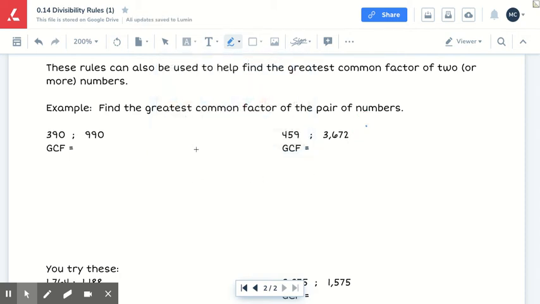Okay, for our final thing today, we're going to use these divisibility rules to help us find the greatest common factor of two or more numbers. So starting off here, we've got two numbers, 390 and 990, and we're supposed to find the greatest common factor for these two. So what we're going to do is find the prime factorization for each of them. So I'm going to start with 390.